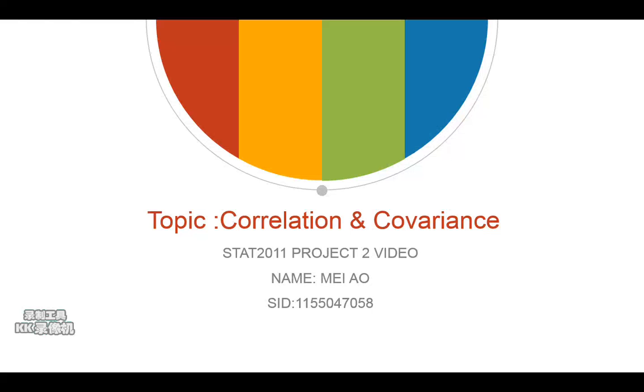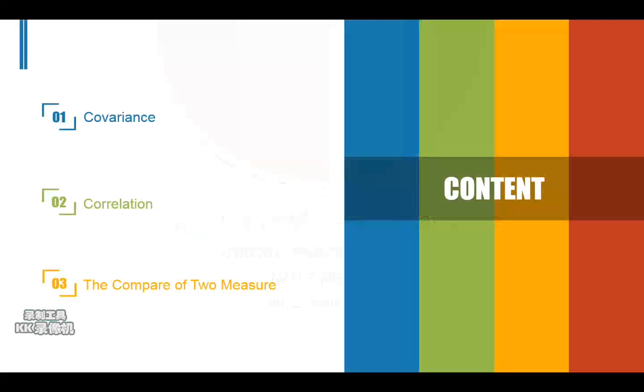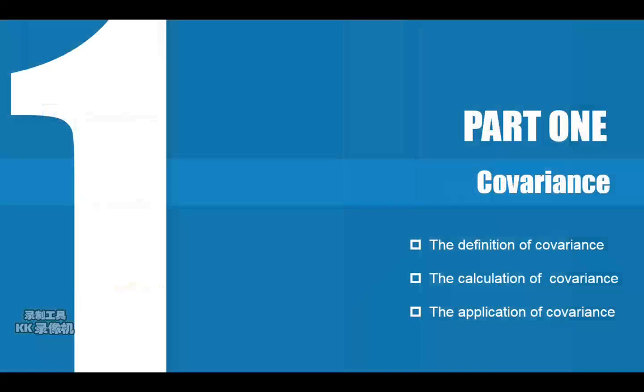The topic of this video is covariance and correlation. It will be divided into three parts: covariance, correlation, and the comparison of the two measures. Firstly, I will introduce the covariance.